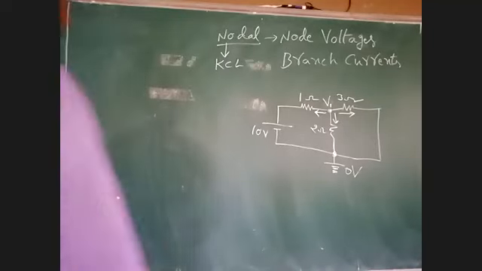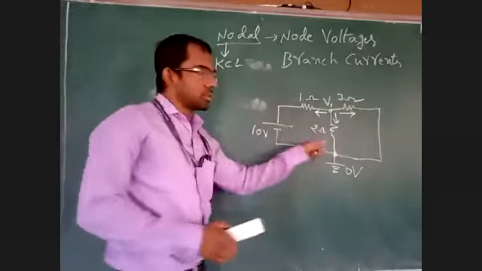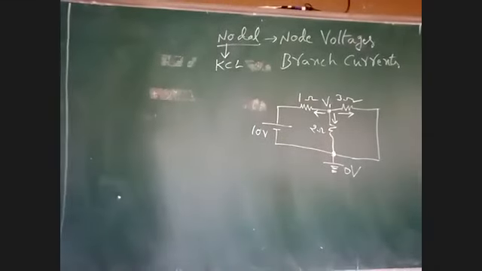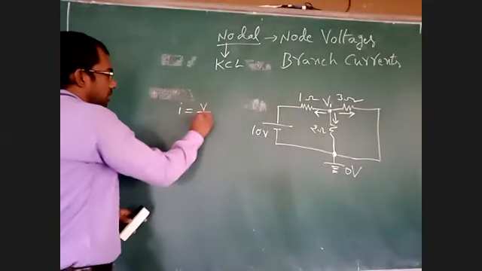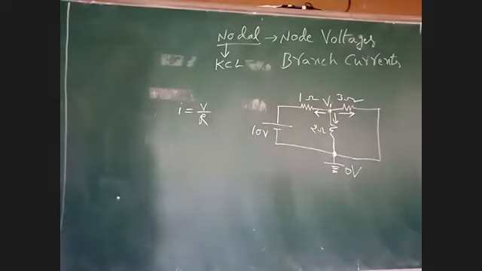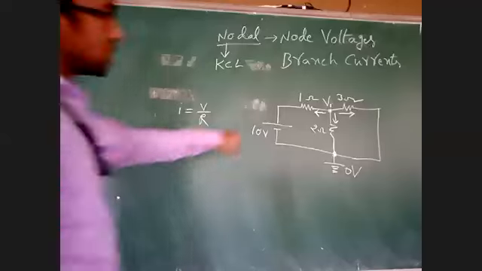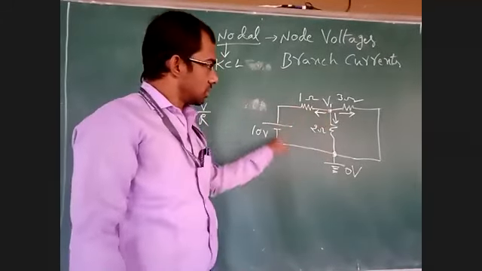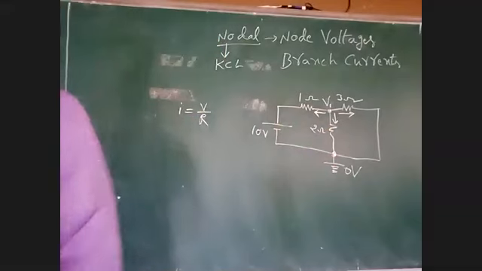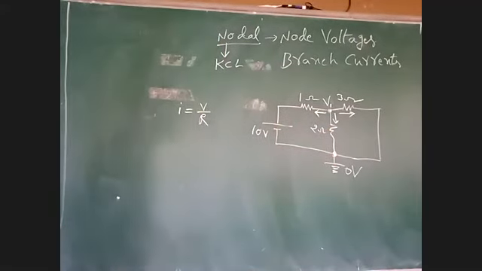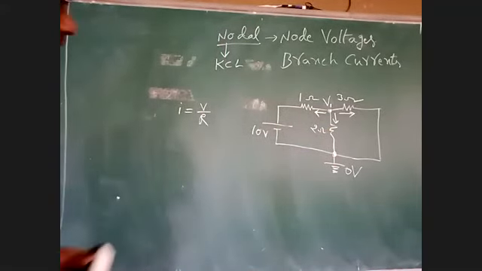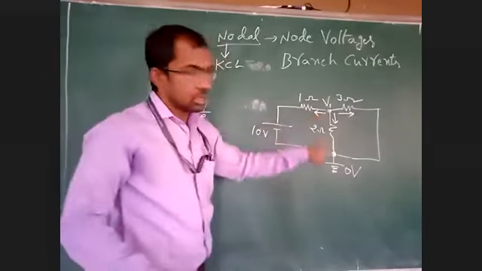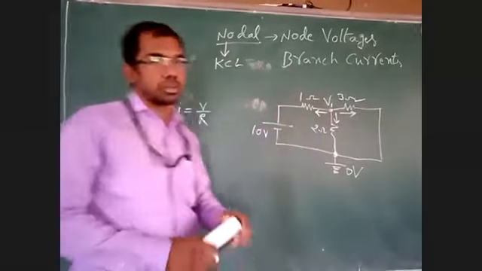What is KCL? See here, if current is leaving from the node point, what have I told? Positive or negative? Positive. You know current is equal to V by R. Now if the arrow is moving like this, this node is at higher potential and this node is at lower potential. V1 is at the higher potential and 0 is at the lower potential. Suppose if the arrow is moving the other way, 0 is at higher potential and V1 is at lower potential.